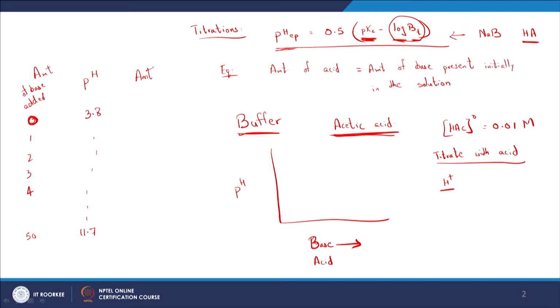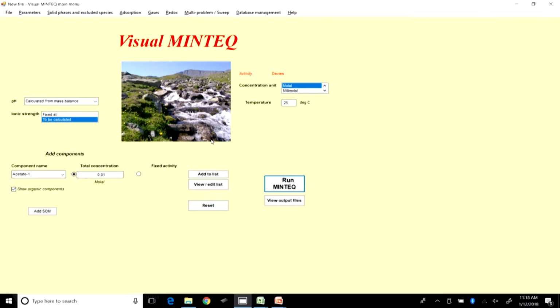So now I am going to choose a second case where I am going to add acid, amount of acid added, right. But now I am going to start from 11.7 or 11.9, I believe, and then I am going to look at the decrease in pH, so that I can have a relevant graph. So let's go back to VMINTEQ and look at how to go about it. I am going to come back here and edit my list, and acetate I am going to keep the same, but to come up with a higher pH value, my initial pH should now be around 11.7.